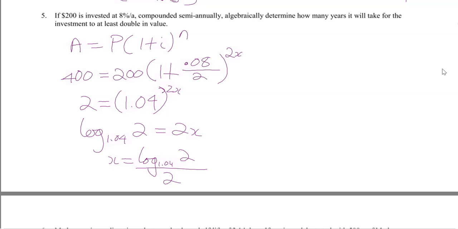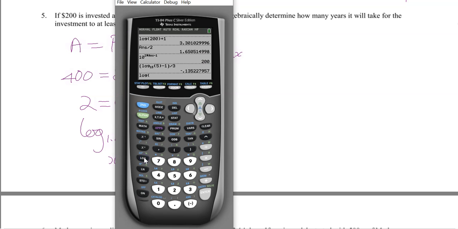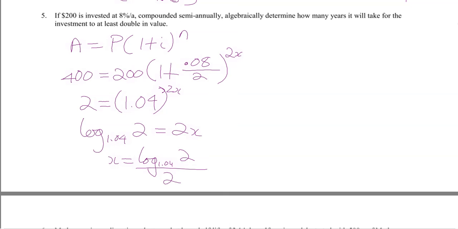On the calculator, I would probably just work out the log first, right? What's log base 1.04 of 2? Hit enter, and then divide that by 2. So log base 1.04 of 2, hit enter, then divide by 2. So 8.84 years. So that would be 9 years.